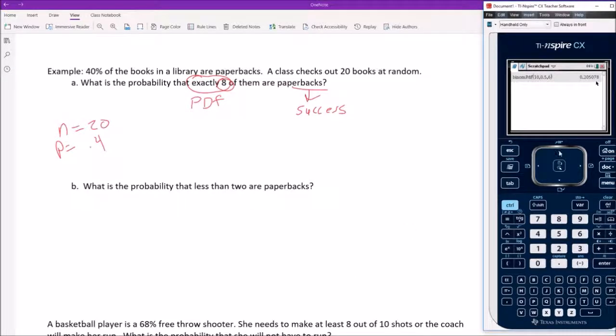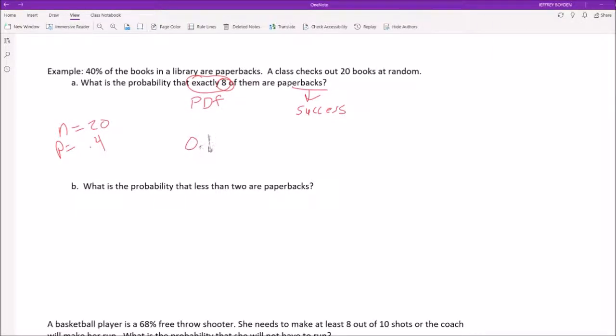And I can go through all the menus if I want, but what I like more is I'm going to click up twice, so that's highlighted. I'm going to bring it down, and I'm going to edit it. And so we said 20 trials, and the probability now switches to 0.4. And we want to know the probability of getting exactly 8 of them. So 0.1797, that rounds to 0.180.